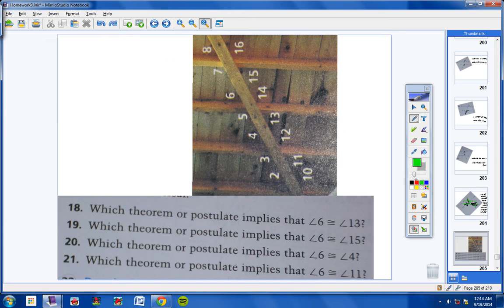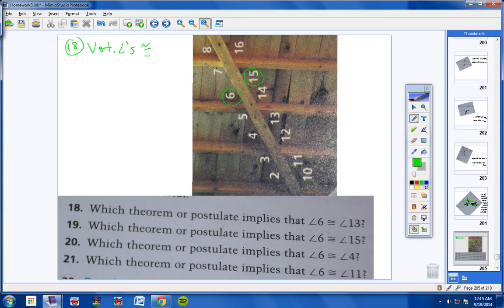Let me change colors here real quick. This angle, well look, you've got a line here and a line here. Those are called vertical angles. So the answer to 18 would be the vertical angles congruent. You don't have to tell me the name or the number. Just kind of list out the reasons. Definitely sufficient.